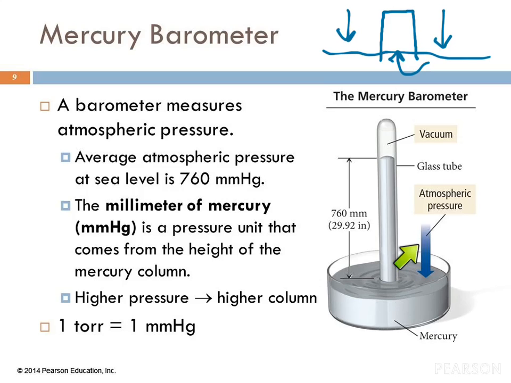But what's happening is atmospheric pressure is pressing down on the mercury, and the mercury is being pulled down by gravity. And when this column of mercury is 76 centimeters, 760 millimeters tall, the pressure of the atmosphere is equal to the force coming down from gravity, and so it just stays there.